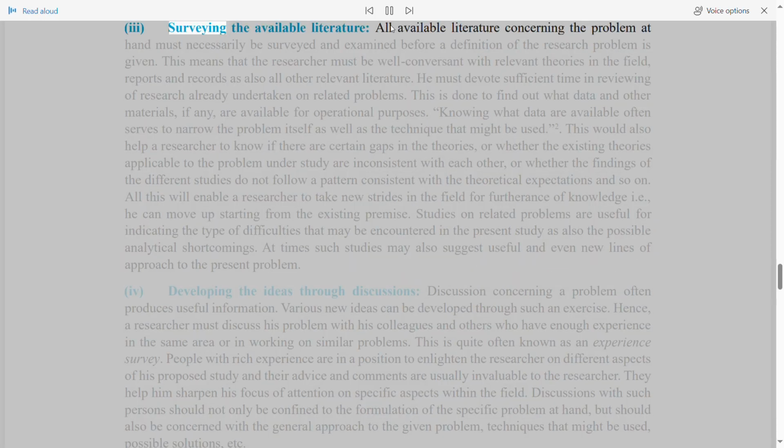3. Surveying the available literature. All available literature concerning the problem at hand must necessarily be surveyed and examined before a definition of the research problem is given. This means that the researcher must be well conversant with relevant theories in the field, reports and records, as also all other relevant literature. He must devote sufficient time in reviewing of research already undertaken on related problems. This is done to find out what data and other materials, if any, are available for operational purposes.